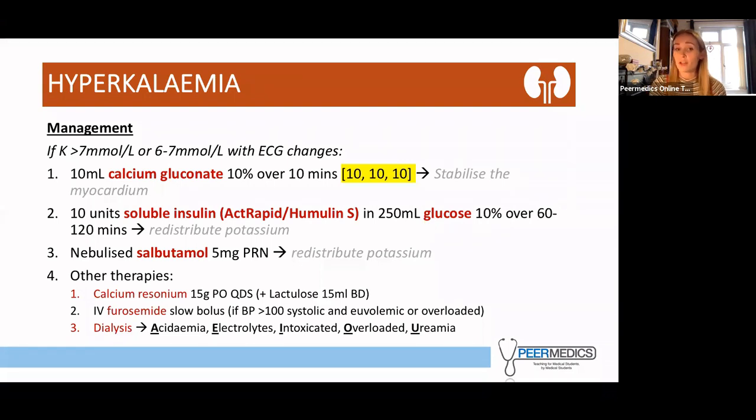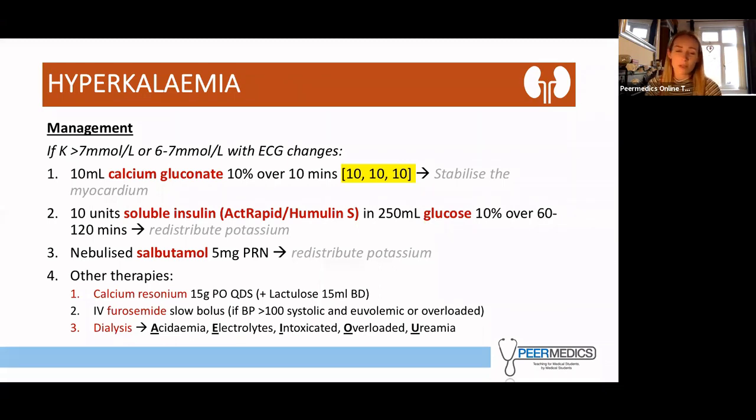So then you want to move on to trying to shift the potassium. To do this, you need to give 10 units of soluble insulin, and this is either Actrapid or Humulin S. Now that will depend on where you work as to which one they try to use. And this is in 250 mLs of glucose, and this is over 120 minutes. You can also give nebulized salbutamol, 5 milligrams PRN, and these will both be shifting the potassium from the extracellular into the intracellular compartment.